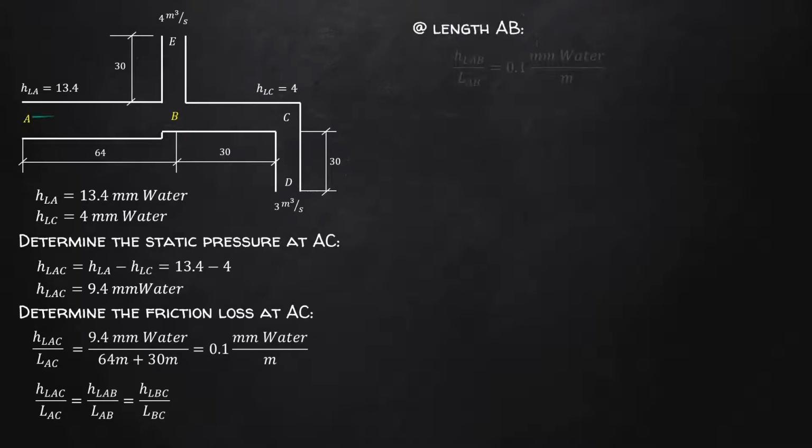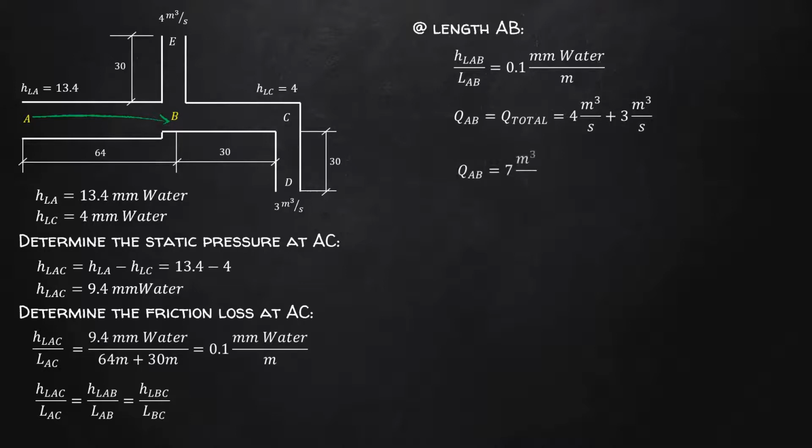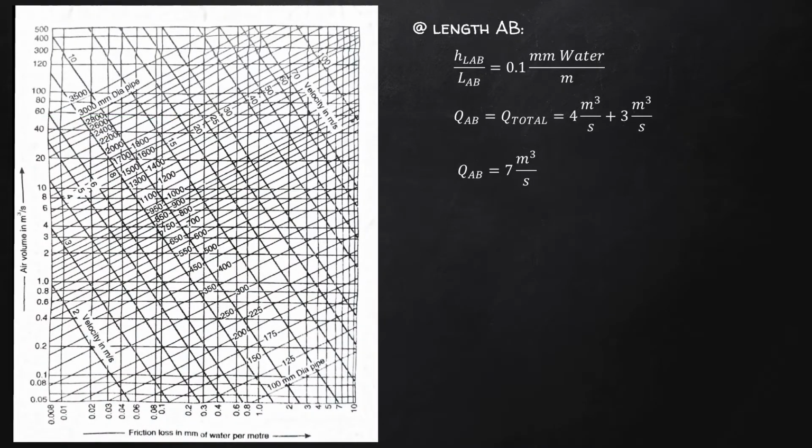The volume flow rate at length AB is not yet divided by the branches. Therefore, the volume flow rate at AB is equal to the total volume flow rate, which is equal to 7 cubic meter per second. Now that we have the value of friction loss and volume flow rate, we can now determine the diameter by using friction chart. Based on the friction chart, at 7 cubic meter per second and 0.1 mm of water per meter, the diameter is equal to 950 mm.